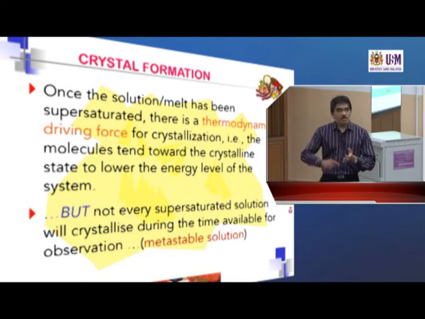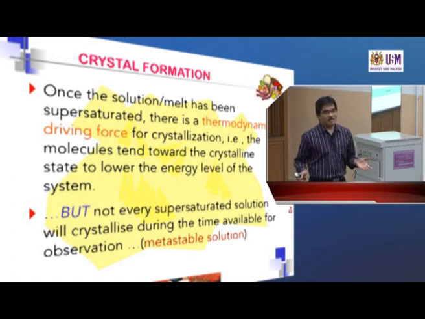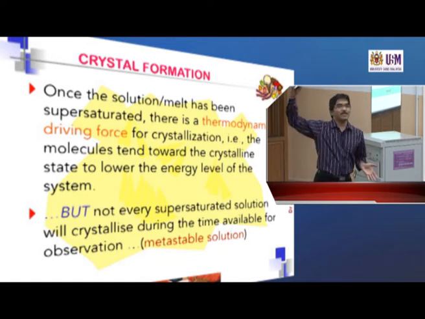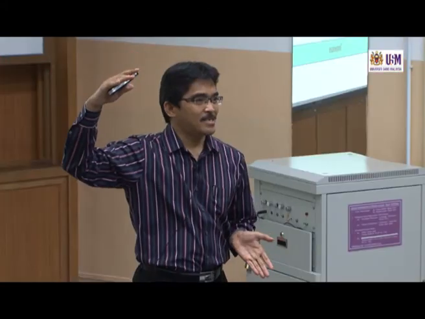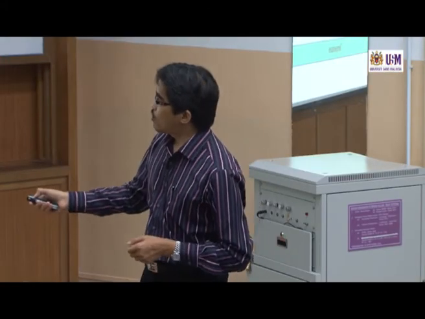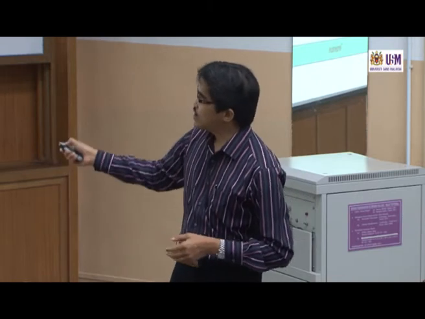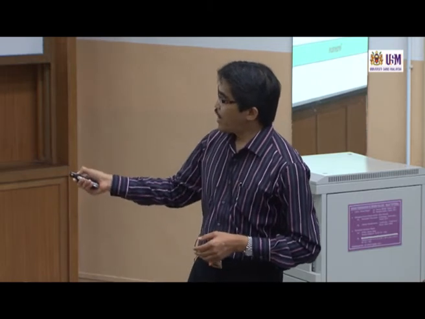How big is the area? It depends. It depends on many factors. It can be a very small area, it can be a very big area. So we can define one region for any supersaturated solution, one area where this region is called metastable. Metastable means the solution is in the supersaturated state, but crystallization cannot occur, cannot happen.